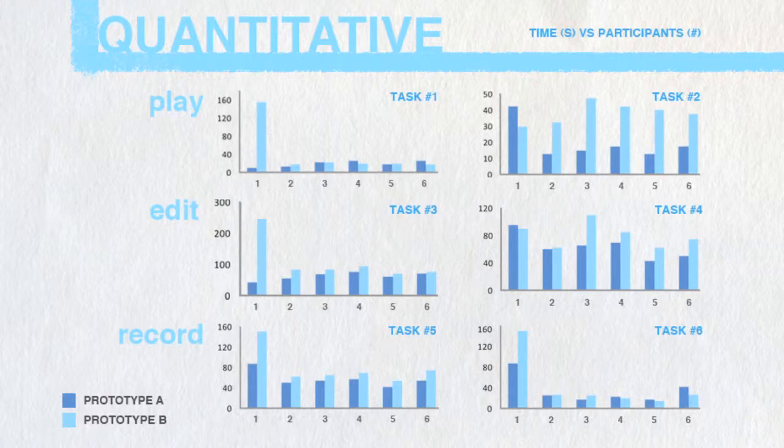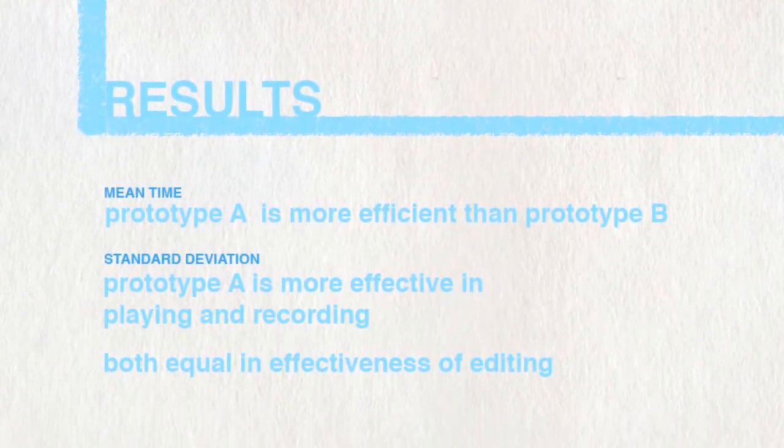We used the standard deviation to tell us how far the sample users varied from the mean to determine the effectiveness of each task. We found that the mean time for all tasks of A was less than Prototype B, and hence it was more efficient. The standard deviation, however, showed that the effectiveness varied with the task, thus A was more effective in playing and recording, but B was more effective at editing.